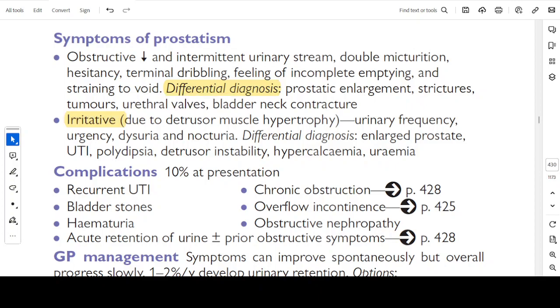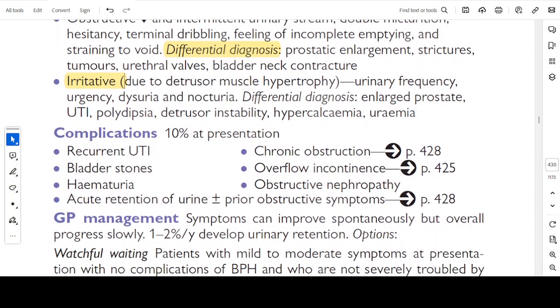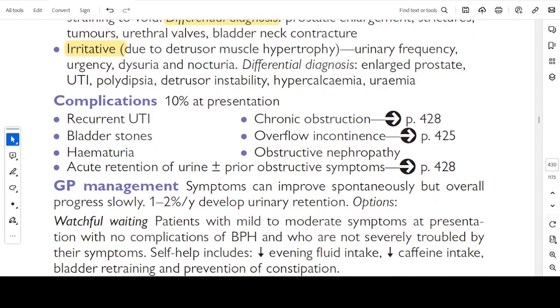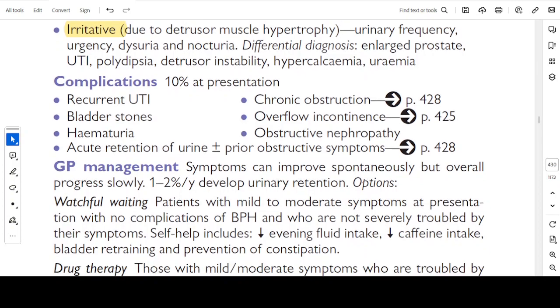Irritative causes due to detrusor muscle hypertrophy: urinary frequency, urgency, dysuria, and nocturia. Differential diagnosis includes an enlarged prostate, UTI, polydipsia, detrusor instability, and hypercalcemia or uremia. Complications, 10% at presentation: recurrent UTIs, bladder stones, hematuria, acute retention of urine plus prior obstructive symptoms, chronic obstruction, overflow incontinence, and obstructive nephropathy.